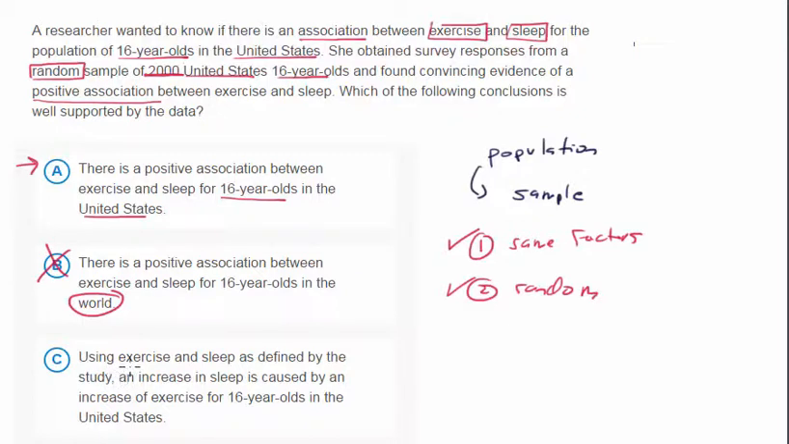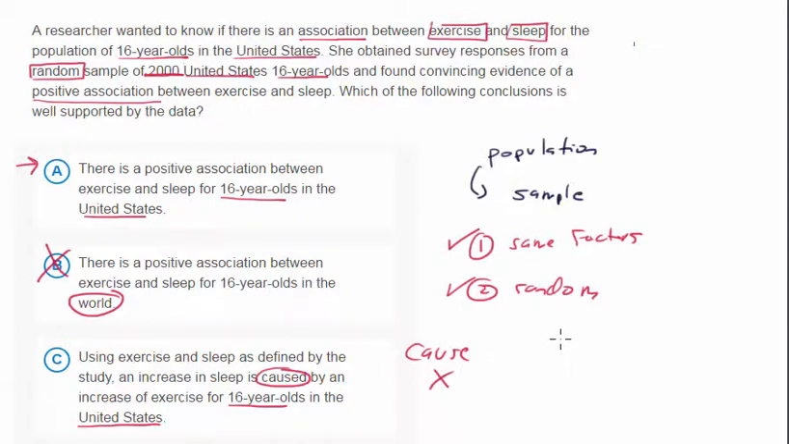C, using exercise and sleep as defined by the study, an increase in sleep is caused by an increase in exercise for 16-year-olds in the United States. So even though this is the same, the population as the sample, we have this word cause. You want to be very wary. If you ever see the word cause with a sample question, it will be wrong. Because if you think about it, all we know is that these two factors move together. They have a positive slope. We have no idea if one causes the other. There even could be a third variable. And so you never want to select an answer choice with cause. It's too extreme. We just don't know that.